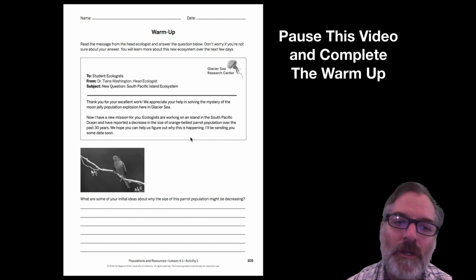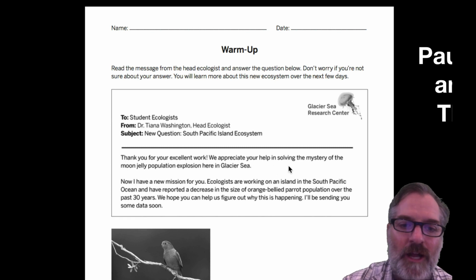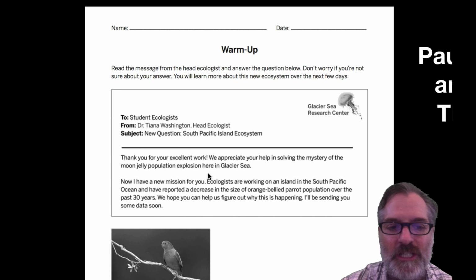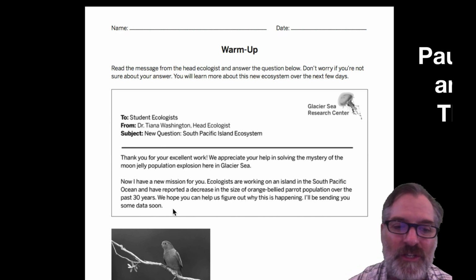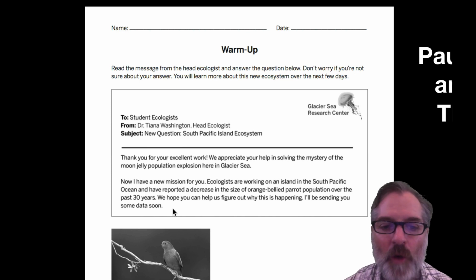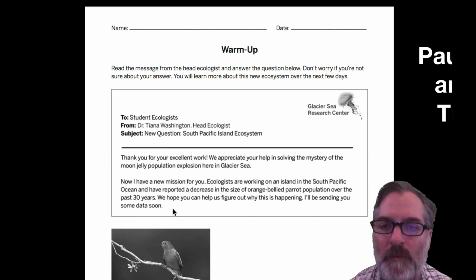All right, so for your warm-up, let me go ahead and read this warm-up here. It says, thank you for your excellent work. We appreciate your help in solving the mystery with the moon jelly population explosion here in Glacier C. Now I have a new mission for you. Ecologists are working hard on an island in the South Pacific Ocean and have reported a decrease in the size of the orange-bellied parrot population over the past 30 years. We hope you can help us figure out why this is happening. I'll be sending you some data soon. So go ahead and pause the video and respond to this warm-up.